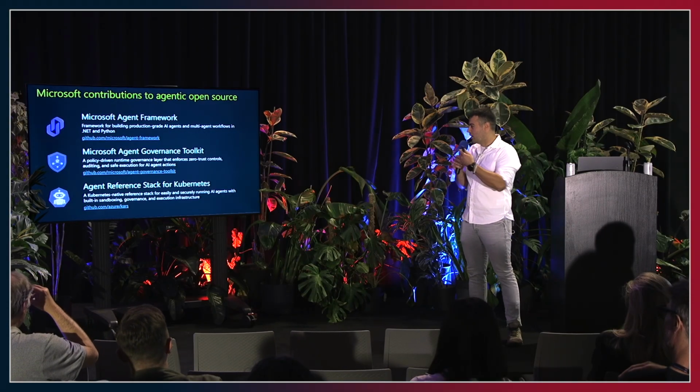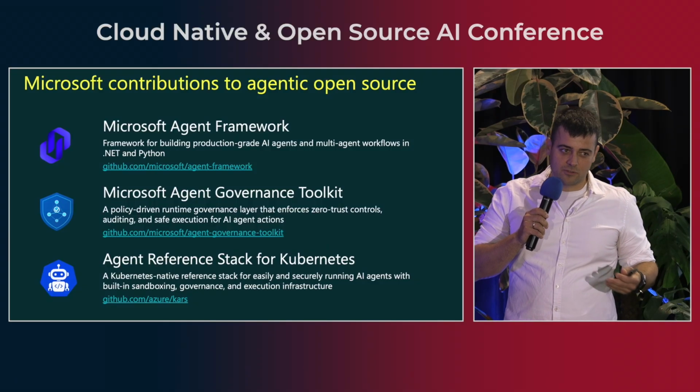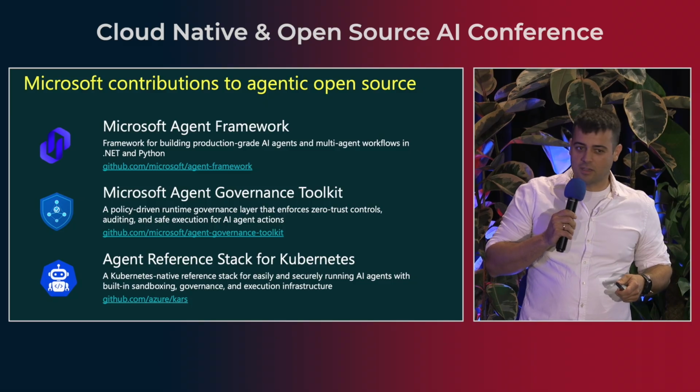across the whole agent lifecycle. And then the last one is very recent. We have not officially created a blog yet about it. It's just kind of a soft launch yet. But it's called the Agent Reference Stack for Kubernetes. And that's built using the Agent Governance Toolkit inside. So it's kind of like a reference implementation of how you would potentially want to use the Agent Governance Toolkit in your environment.